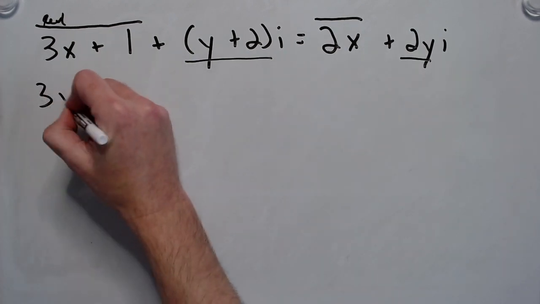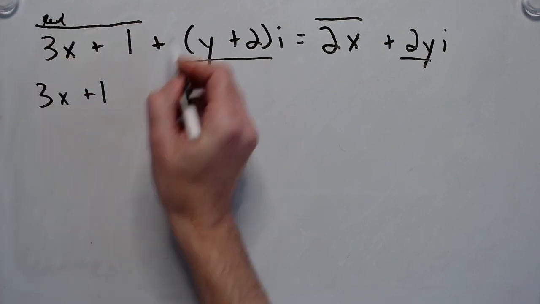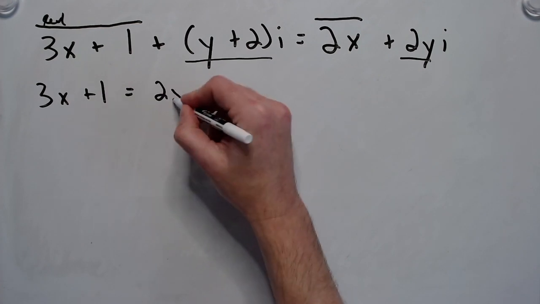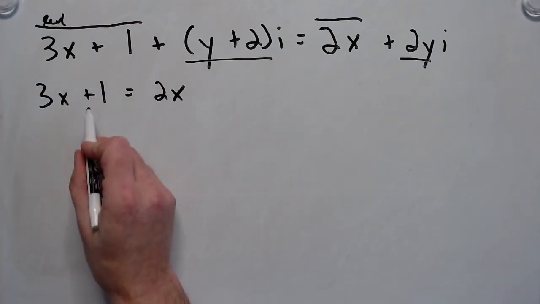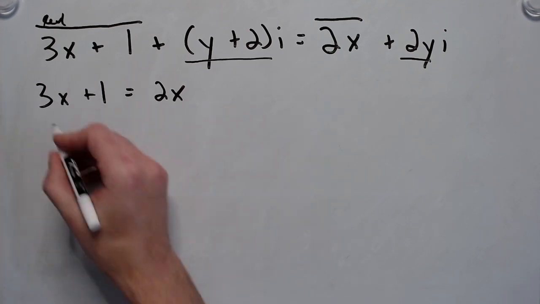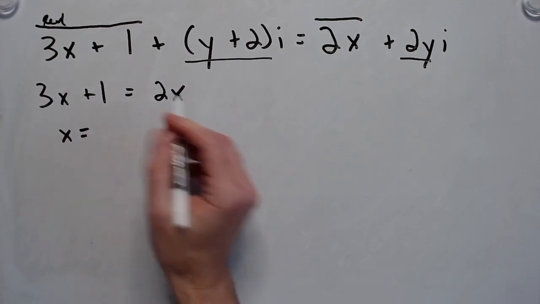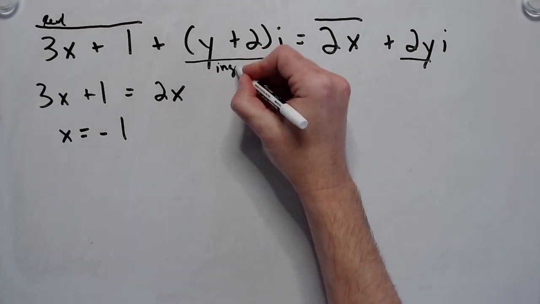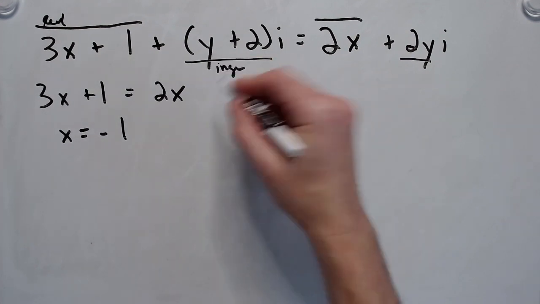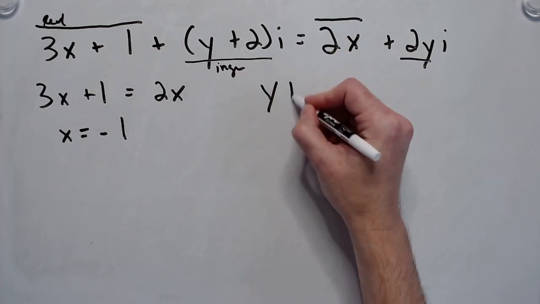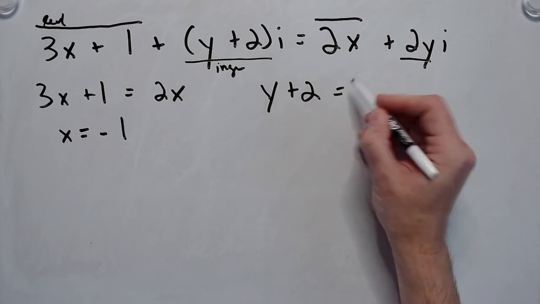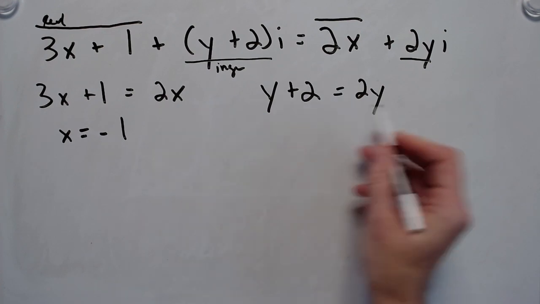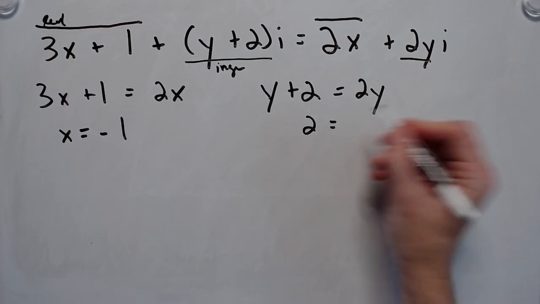We have 3x plus 1, that's the real part on the left side, is going to equal the real part on the right side, which is 2x. So if we subtract 2x and subtract 1 from both sides, we end up with x is equal to negative 1. Now for the imaginary parts, we have on the left side of the equation y plus 2, and the imaginary part on the right side of the equation is 2y. So we'll subtract y from both sides, we get 2 equals y.